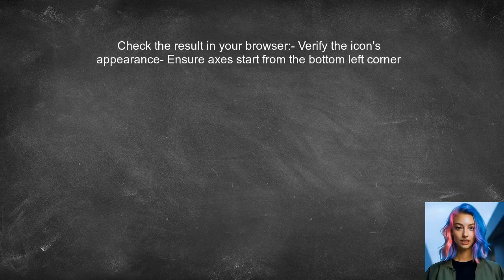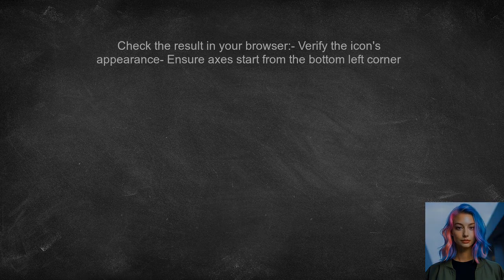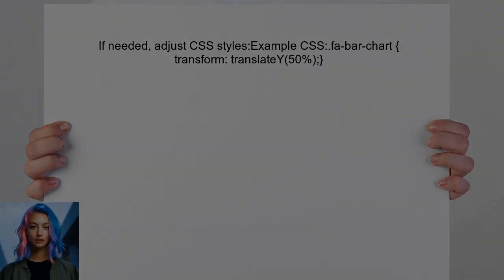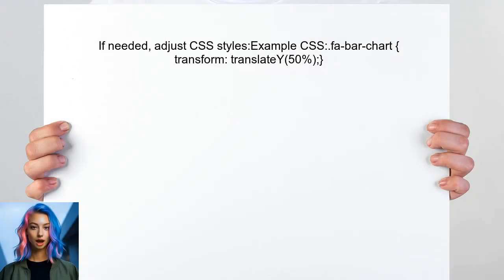After adjusting the class order, the user should check the result in their browser. This will allow them to see if the icon now appears as intended, with the axes starting from the bottom left corner. If the icon still does not appear correctly, the user may need to adjust the CSS styles. Adding custom styles can help fine-tune the positioning and appearance of the icon.